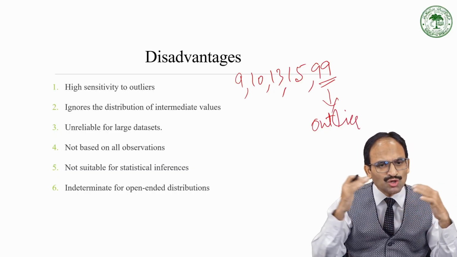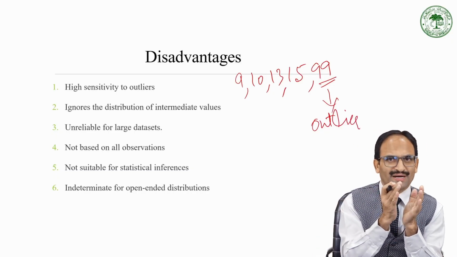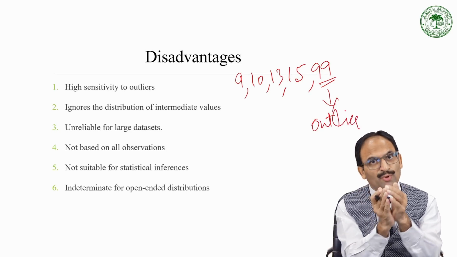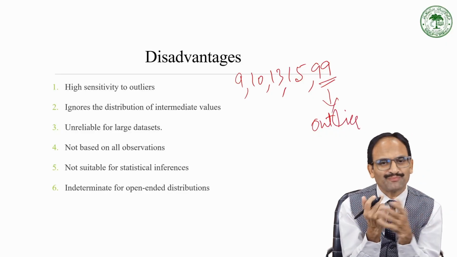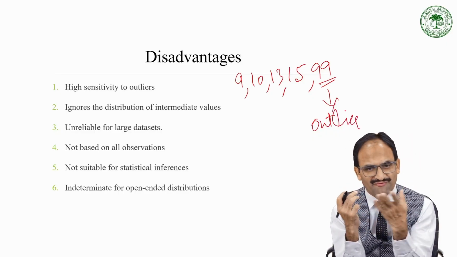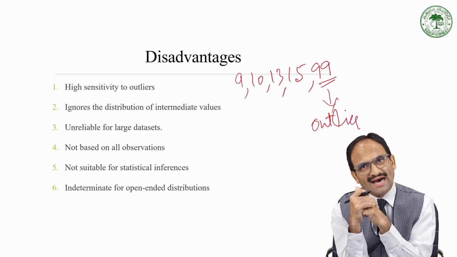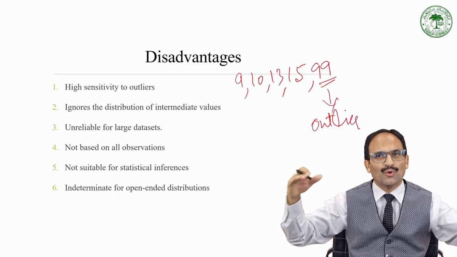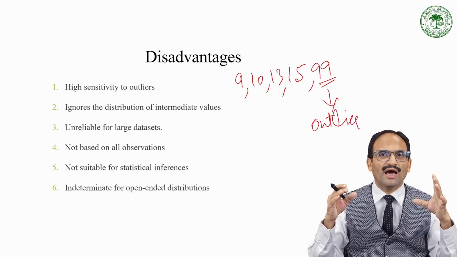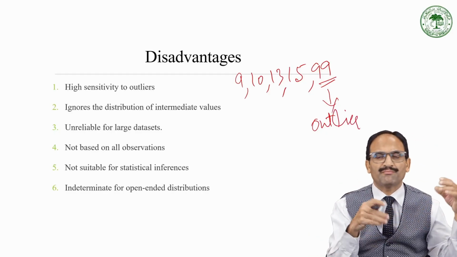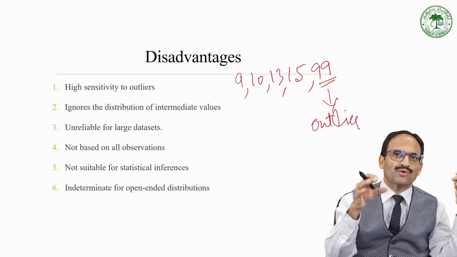Then comes, it ignores the distribution of intermediate values. It gives more importance to the lowest value and highest value than the intermediate value or the average value. This is the second important disadvantage of range. Then it is unreliable for large data sets. If numbers are more, then its reliability becomes very poor. And in those situations, there are some other measures of variability like quartile deviation or standard deviation. So we take those into account.